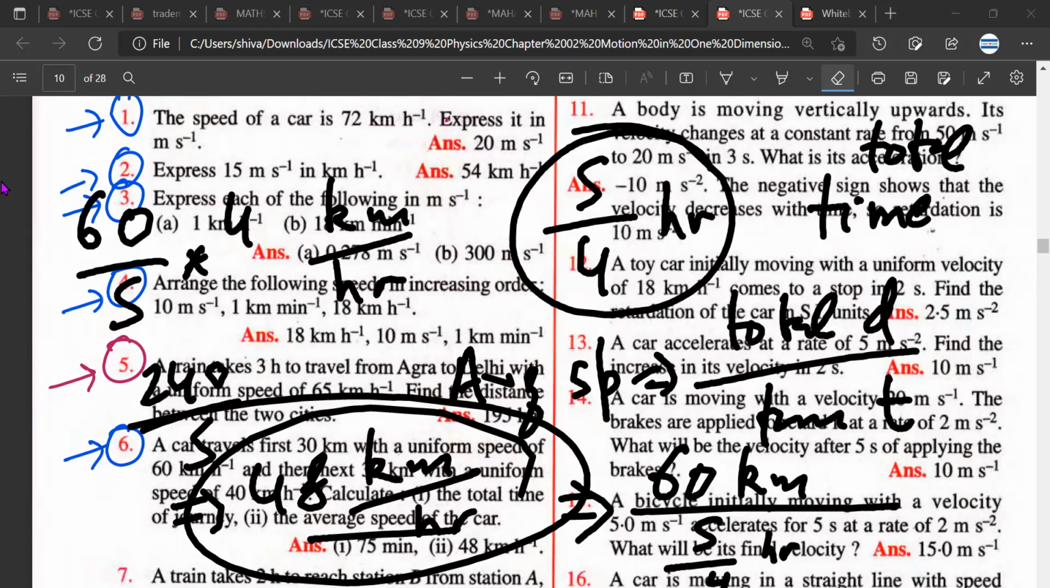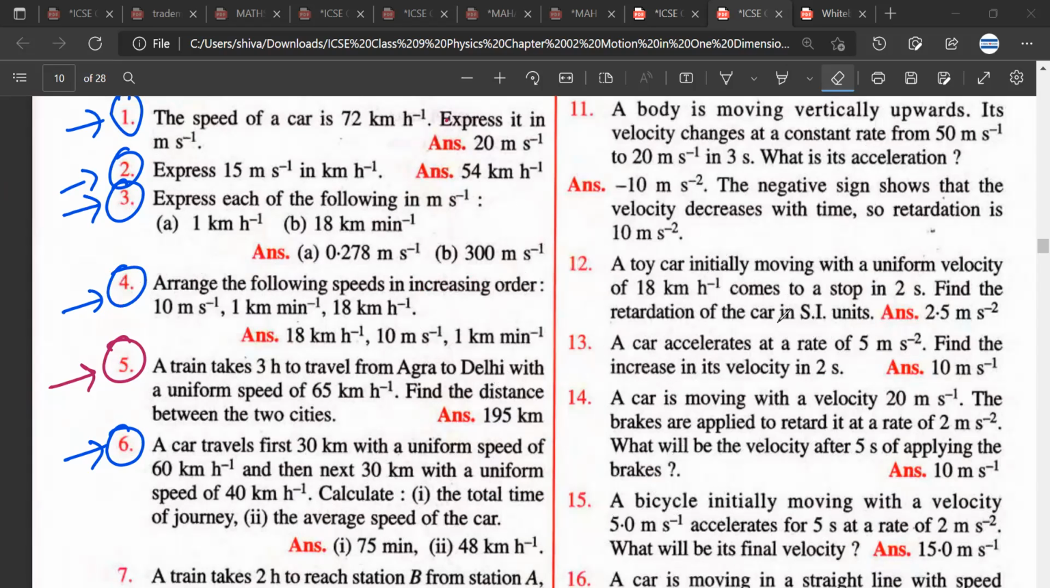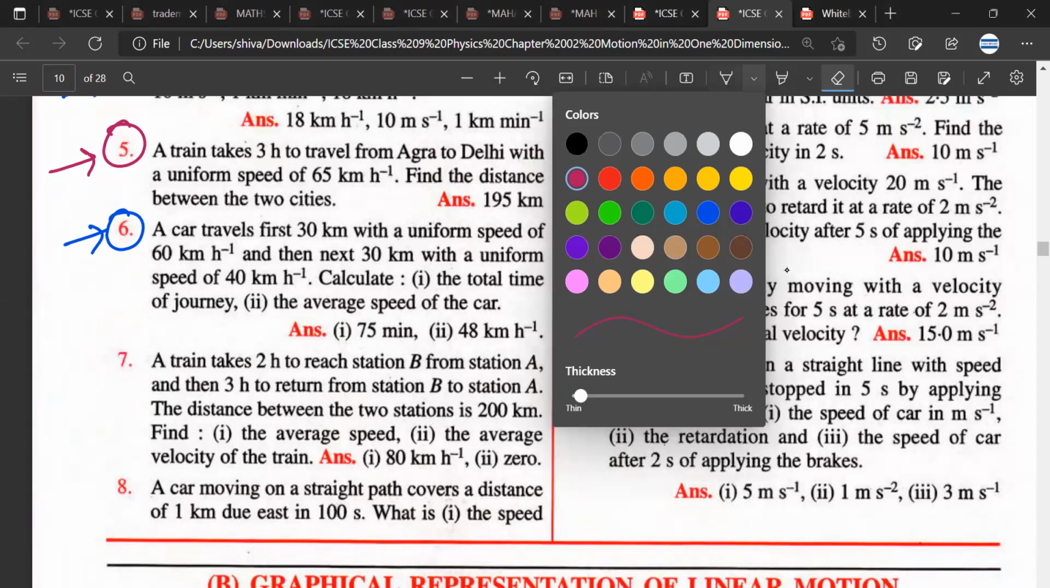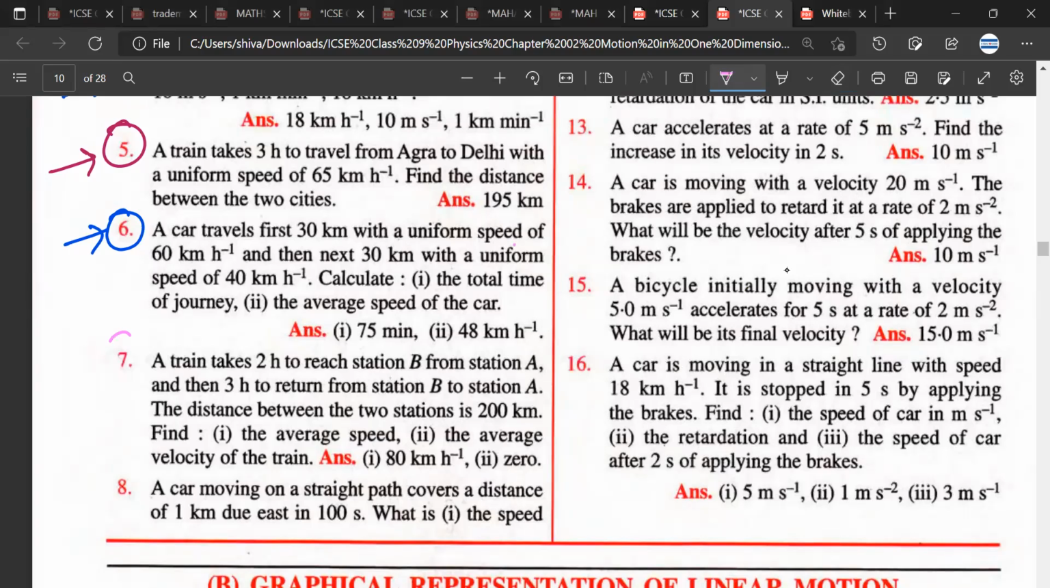Now the suggested homework is that you should do these 6 questions again. This is the suggested homework. You may or may not do it. The questions that you should do, and which will be checked tomorrow, I have already sent you this PDF, so you can note down tomorrow's homework. Tomorrow's homework is question number 7, question number 8.